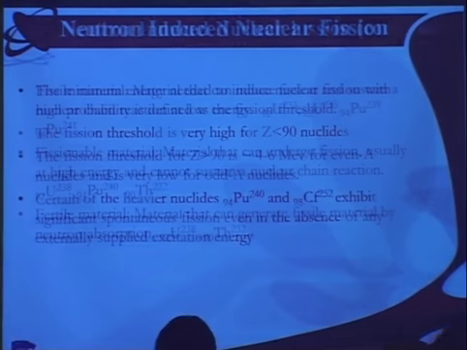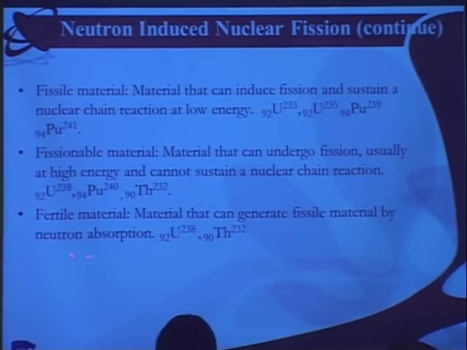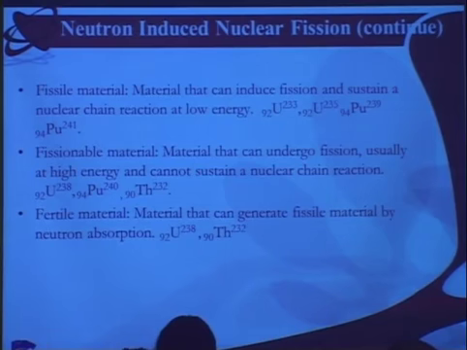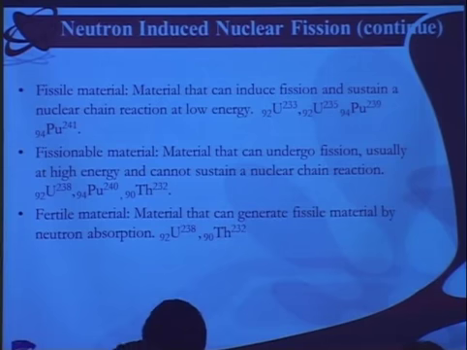So now, if we proceed, let's define a couple of terminologies before we go into the details. We will define what we call fissile material, fissionable material, and fertile material. So what does it mean? Fissile material is any material that induces fission, and not only induces fission, it will also sustain it. So it will keep the fission going on. It will induce the fission and sustain a nuclear reaction at low energy.